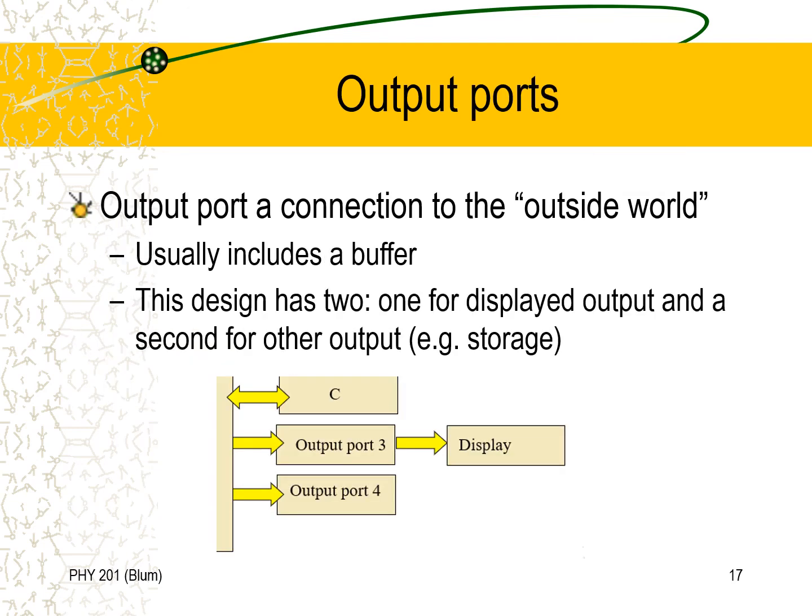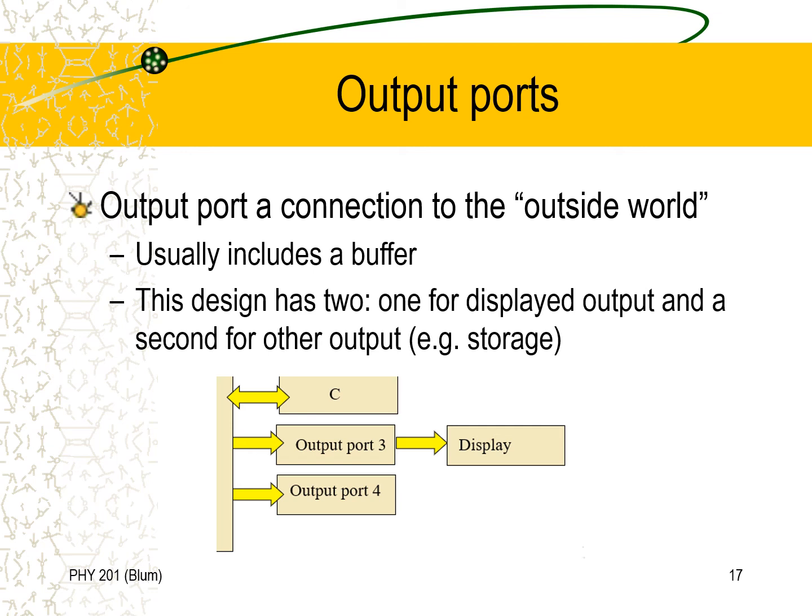Just as with the input ports with which we started, the computer's pretty useless if we can't get things in, and the computer's pretty useless if we can't get things out, so we need an output port. Now the outside world is slow compared to our internal computer world, so these output ports include registers, buffers, places to hold the information. So one of them is connected to some form of a display, output 3, and so we need it to be held there.